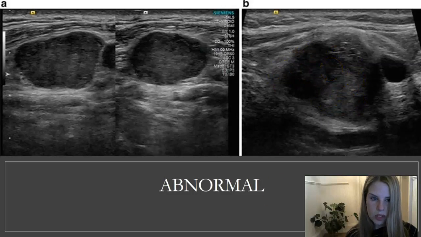Okay, so we'll look at lymph nodes on MRI.